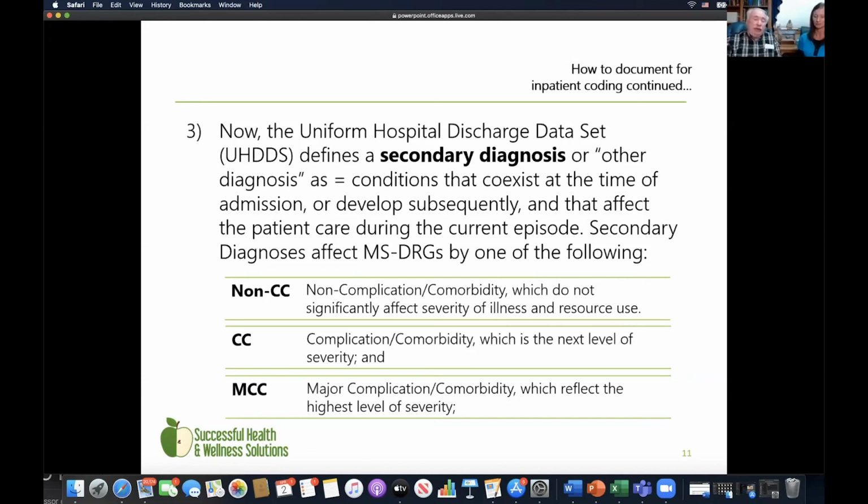And it should be noted that an MCC trumps a CC and a non-CC, and a CC trumps the non-CC. So, one should focus on those MCCs because that significantly increases the weight and will affect the case mix index, after discharge. It's also going to affect that geometric length of stay and the reimbursement.